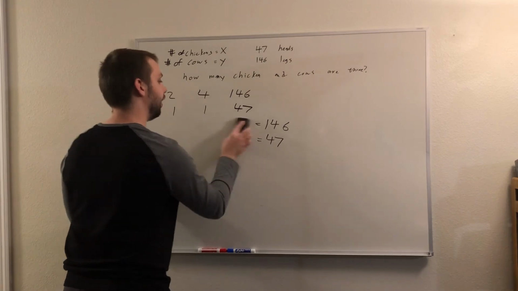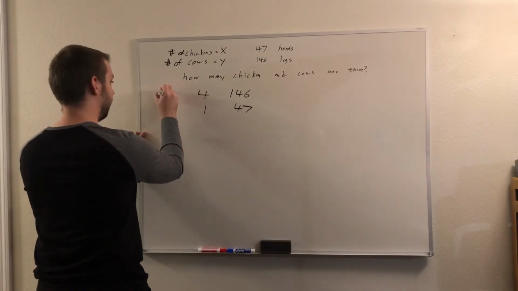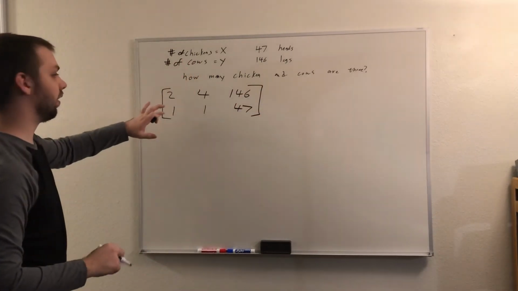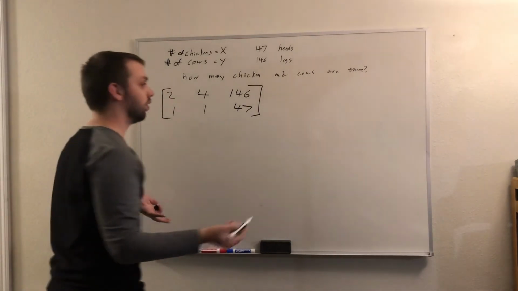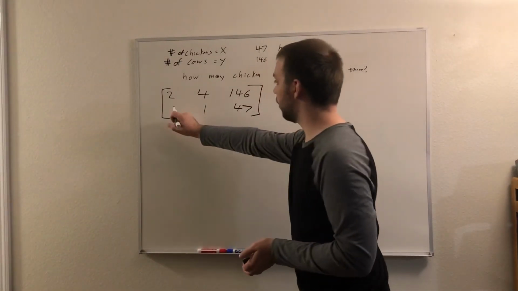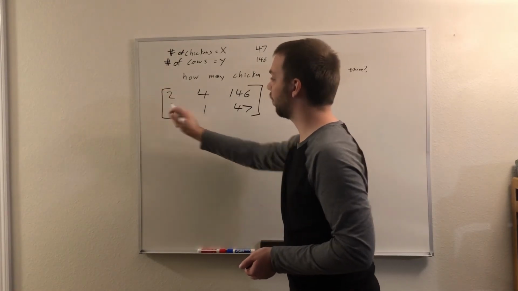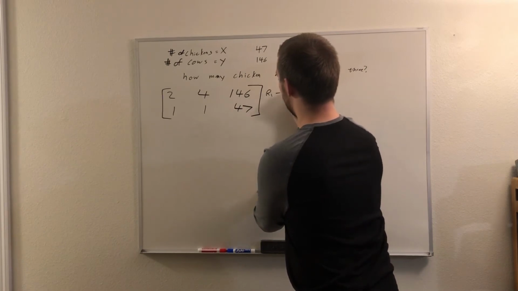So this here is what's called, we can make a matrix out of this. So this is a matrix. If we can put this matrix in what's called reduced echelon form, it will give us our answer to a system of linear equations. So what we're going to do is take row 1, and we're going to subtract row 2 from it. So we're going to do row 1 minus row 2.